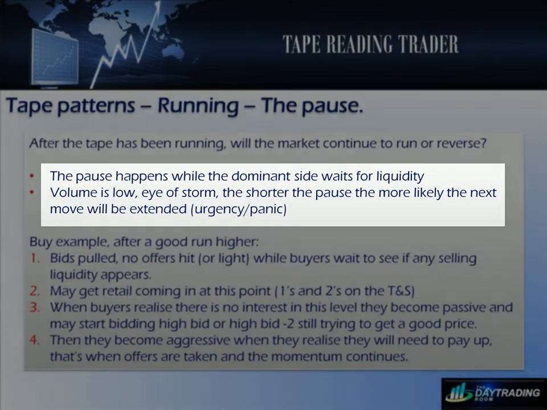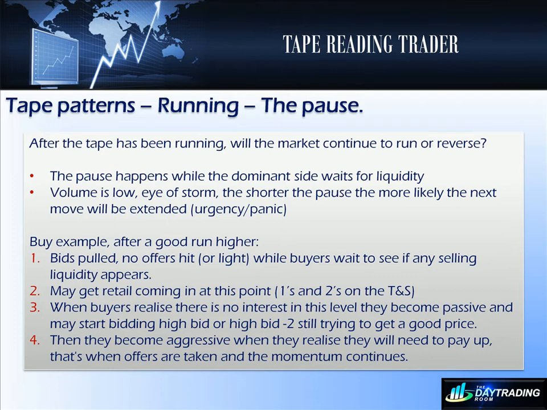So let's use a buy example after a good run higher. We've had a good push up, a good running pattern, the market's driven hard, we've seen green on the time and sales, large orders going through, offers being hit, very light red occasionally if at all, and just a good solid drive up, leaving some nice candles on the chart. So when we get to the point where we're about to pause, what actually happens? Well, bids will start to be pulled. Those aggressive bids that you've seen on the best bid, best bid, best bid, will just start to step back a bit, just testing to see if there is any supply there.